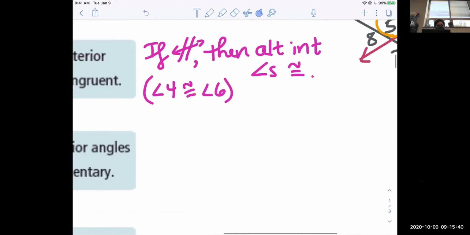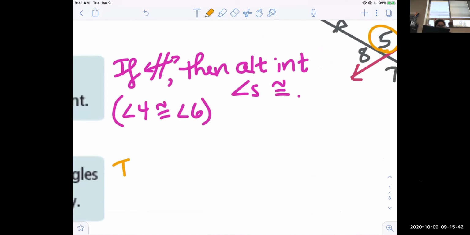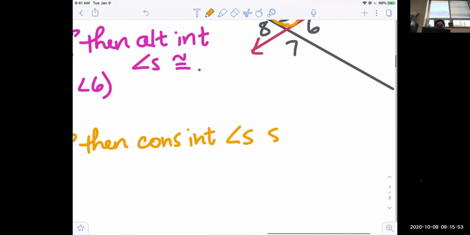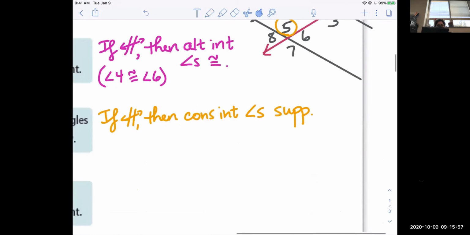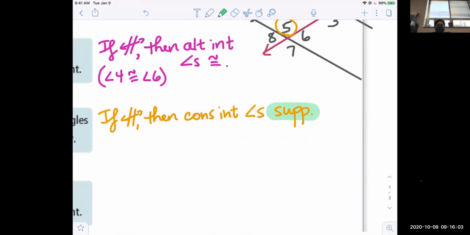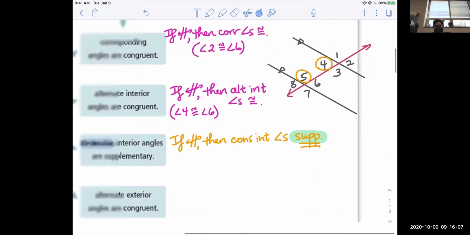So this theorem is: if parallel lines are cut by a transversal, then consecutive interior angles are supplementary. I'm writing this one in a different color because this is supplementary rather than congruent. I want to make sure you distinguish between the two.